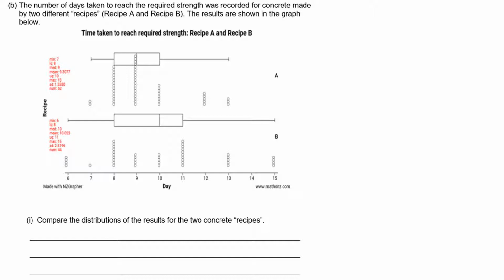Okay, so here we are comparing the distributions for concrete A and concrete B. Now a lower day is better because it takes fewer days for the concrete to be hard.